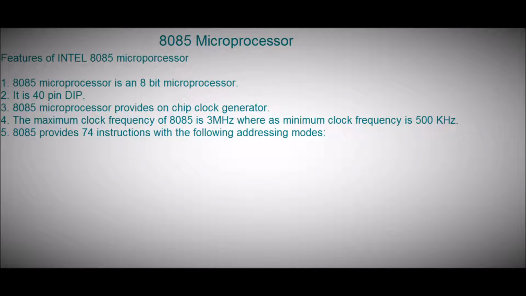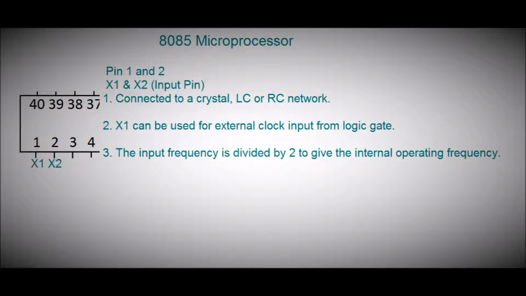4. The maximum clock frequency of 8085 microprocessor is 3 MHz, whereas minimum clock frequency is 500 kHz. 5. 8085 provides 74 instructions with the following addressing modes. 1. Register addressing mode. 2. Direct addressing mode. 3. Immediate addressing mode. 4. Indirect addressing mode. 5. Implicit addressing mode.